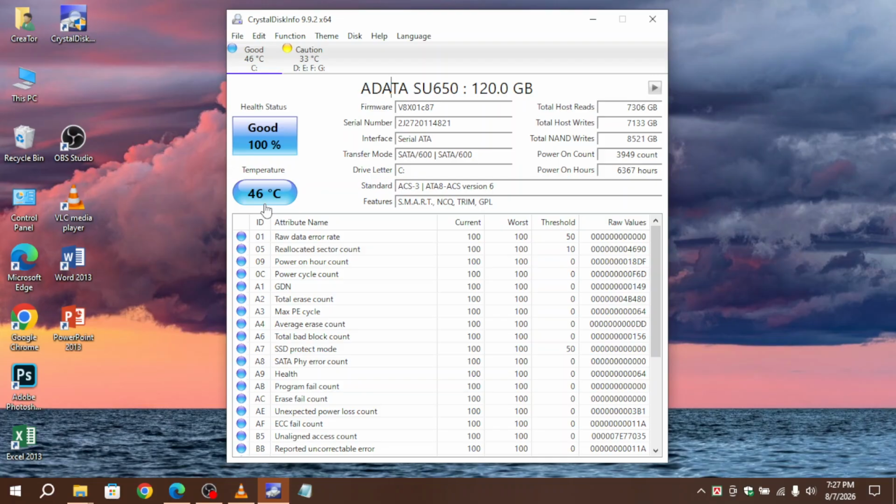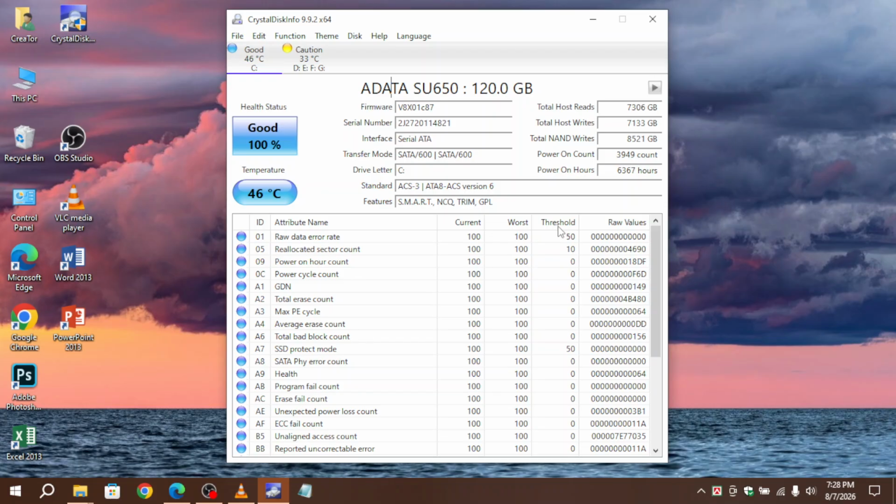Now check the basic drive information. Look for the interface, transfer mode, firmware, serial information, and total capacity. These details help confirm that CrystalDiskInfo is identifying the correct NVMe SSD and can also be useful when troubleshooting or contacting the manufacturer. Below the main summary, you'll find S.M.A.R.T attributes.